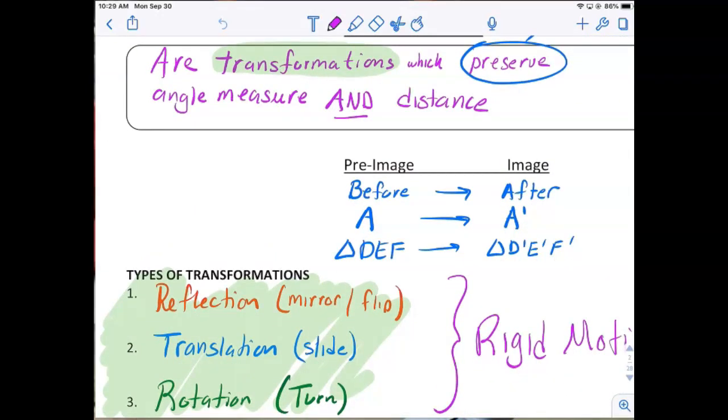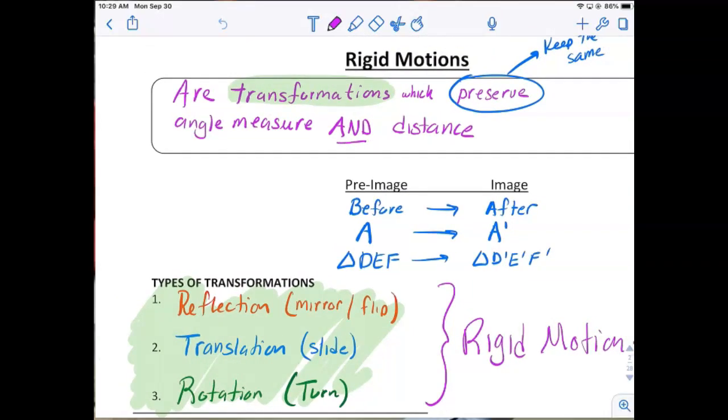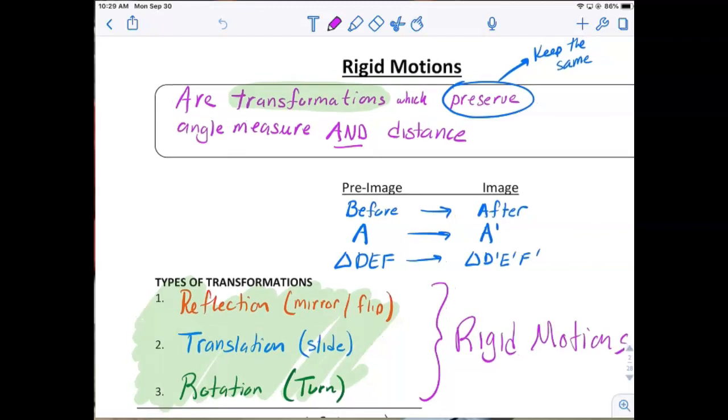There are 4 types of transformations, but 3 of them are considered rigid motions: a reflection, a translation, and a rotation. None of them get bigger. None of them stretch out. None of them change their form. They might move or flip or turn or slide, but they never change their size. They're rigid, they're firm, they never change size. The angles don't change, and the length of the sides doesn't change. That's why we call them rigid motions.